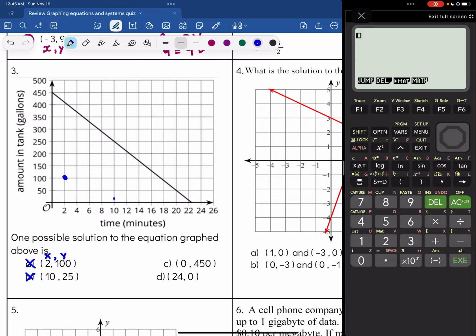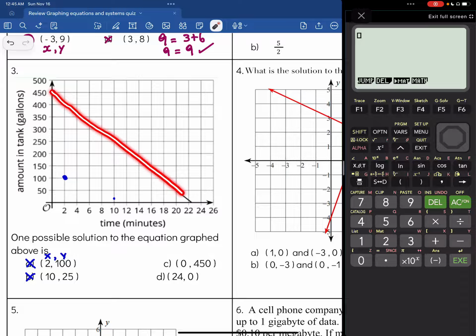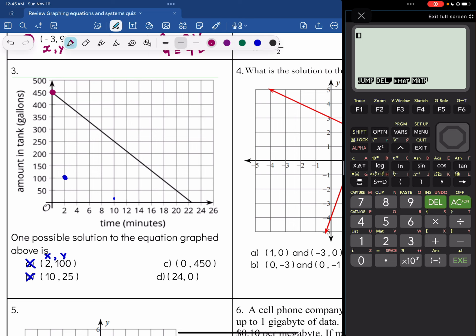C, we have (0, 450). So if I go to 0 and then I go up to 450, that's this point right there. And then that point is actually on the line, right? Also, this point is our starting value, which means that it's also our y-intercept, right? This is the point where the line is crossing or touching the y-axis. So our answer here is (0, 450). And just for checking's sake, the point (24, 0) would be over here. And obviously that's not on the line as well.